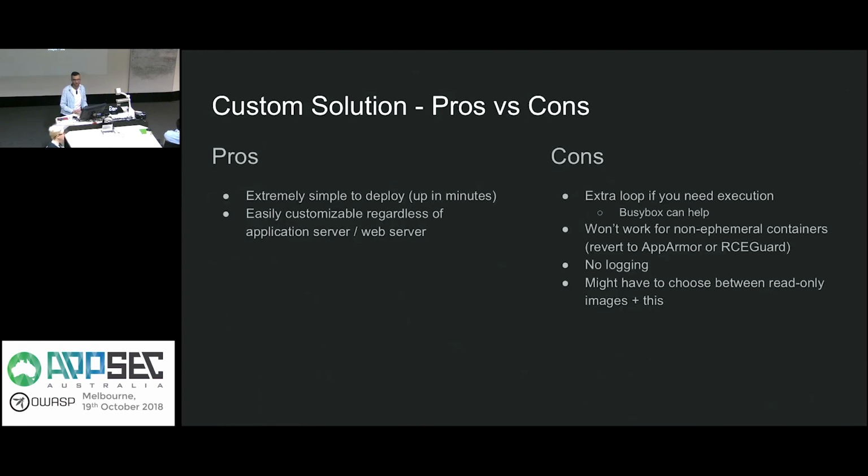Pros: extremely simple to deploy, takes minutes, and you can configure it for anything. If you ever do need to run commands in your container, you could always use something like BusyBox. The cons: it doesn't provide you with any type of logging. You'd have to use something like RCE Guard to get that.